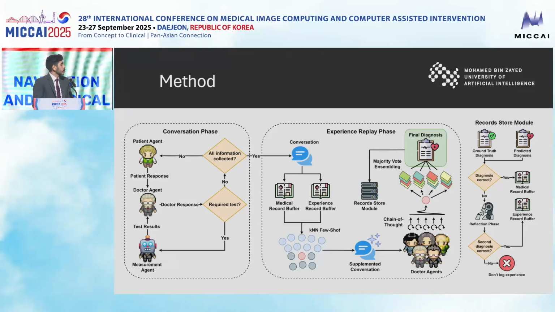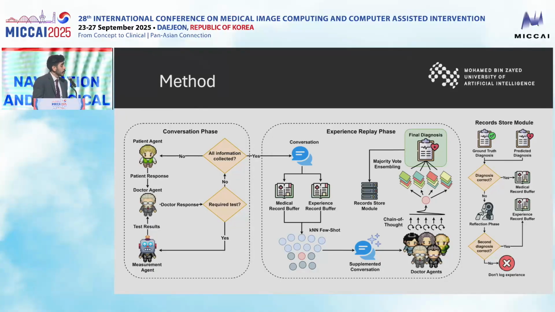What the record store module basically does is compare the predicted diagnosis from the pipeline to our ground truth diagnosis. If on the first pass the diagnosis is correct, we store it in our medical record buffer. However, if there's a misdiagnosis, if the diagnosis is incorrect on the first pass, we perform a reflection phase where we inform the doctor agent that unfortunately the diagnosis is incorrect, and they need to reflect, look over the symptoms again, look over the conversation again, and reflect on why that diagnosis was incorrect and form a second diagnosis.